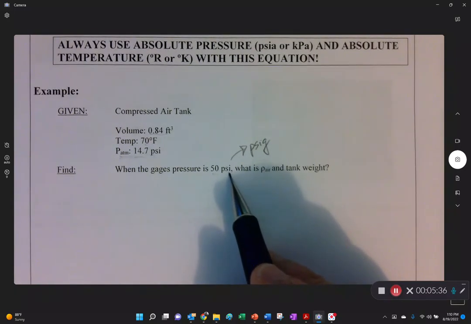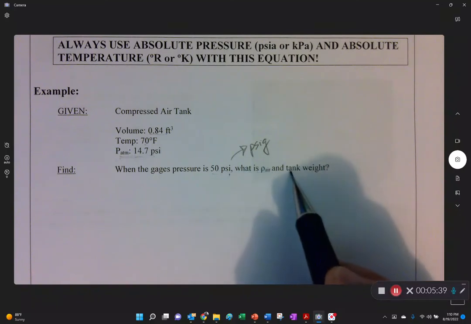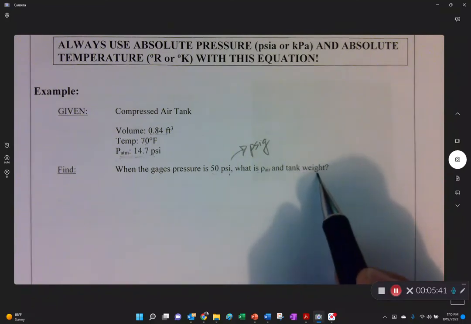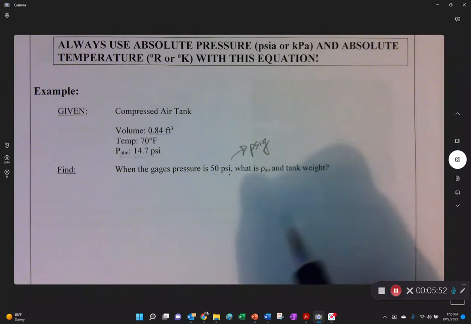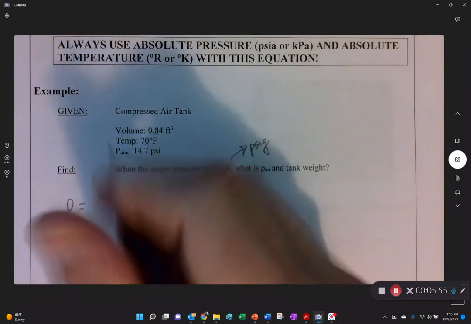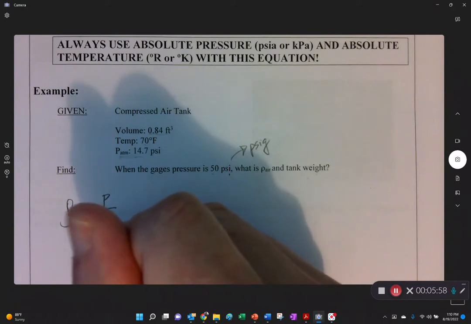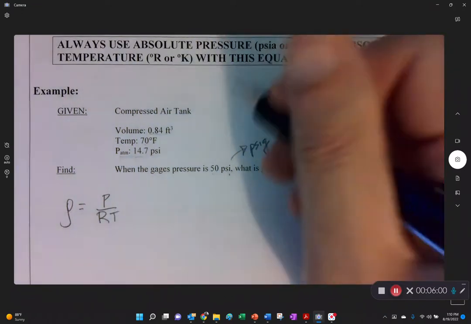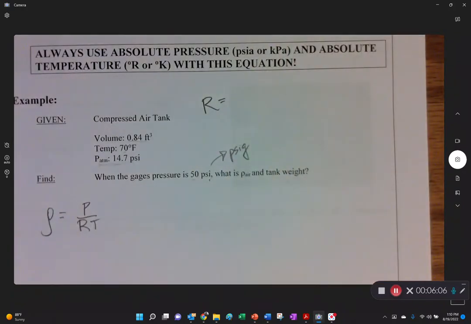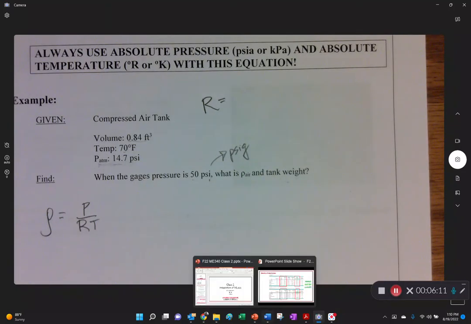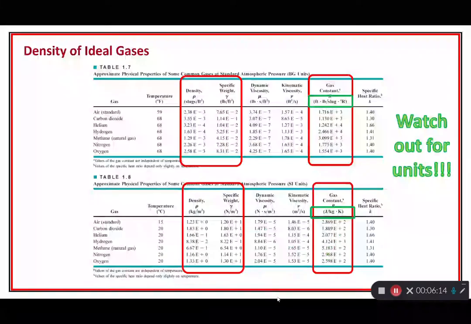What is the density and how much does the tank weigh? I think we're going to say, how much does the air inside the tank weigh, is probably the better way to put it. All right, so we're going to find the density, P divided by RT. So first we have to decide what R is. So we're going to look it up. Let's look up the gas constant. The first one I have is what we will be using on exams, right?